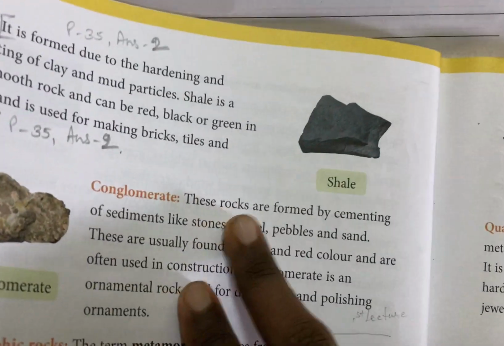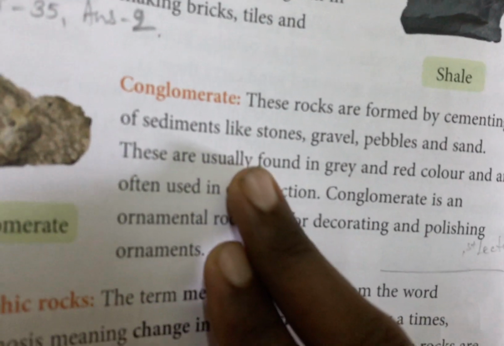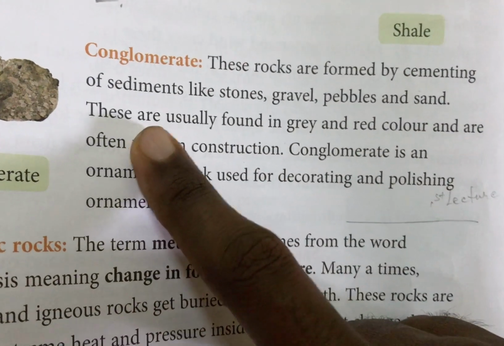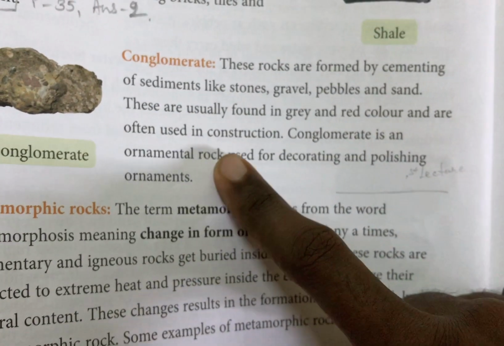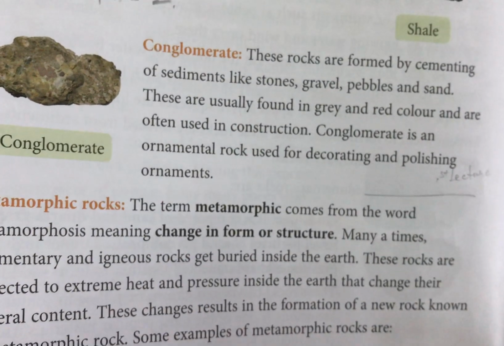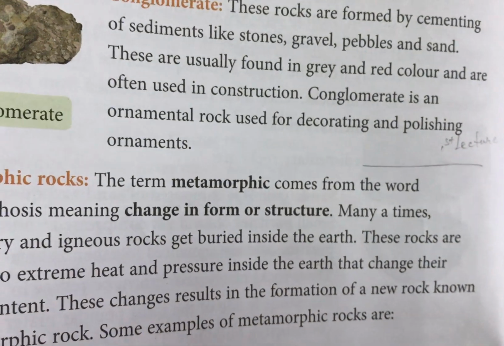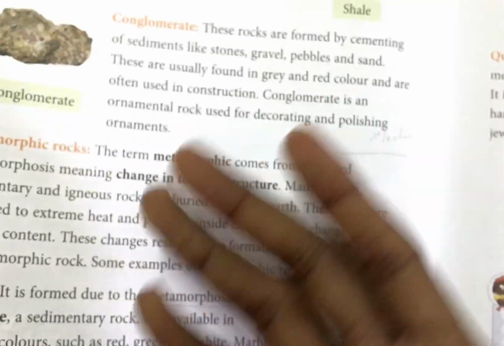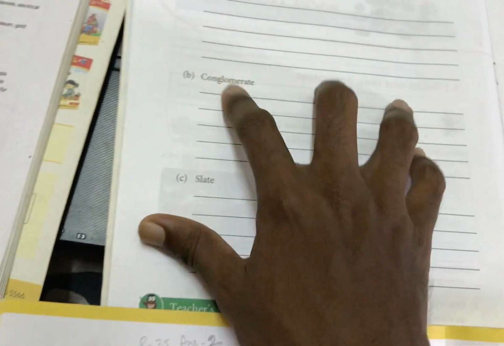Conglomerates are rocks which are formed by cementing sediments like stones, gravel, pebbles and sand. They are usually found in gray and red colors, and are often used for construction purposes also. And what is the main purpose of this stone? It is used for decorating and polishing ornaments. For the polishing of ornaments, these kinds of rocks are used. So that is the short note number 2 answer for conglomerate.